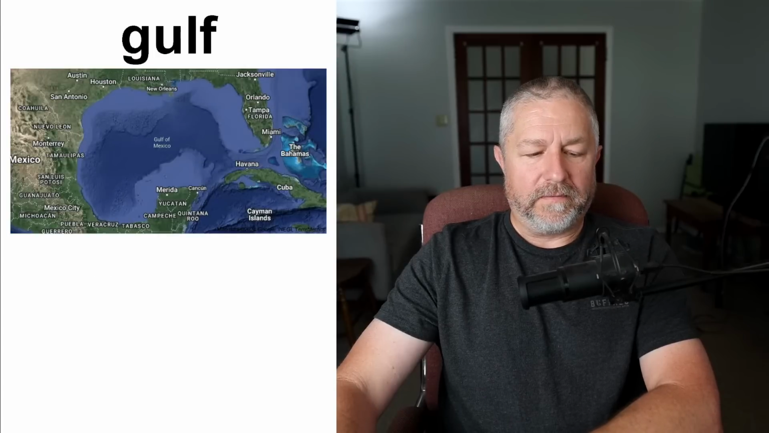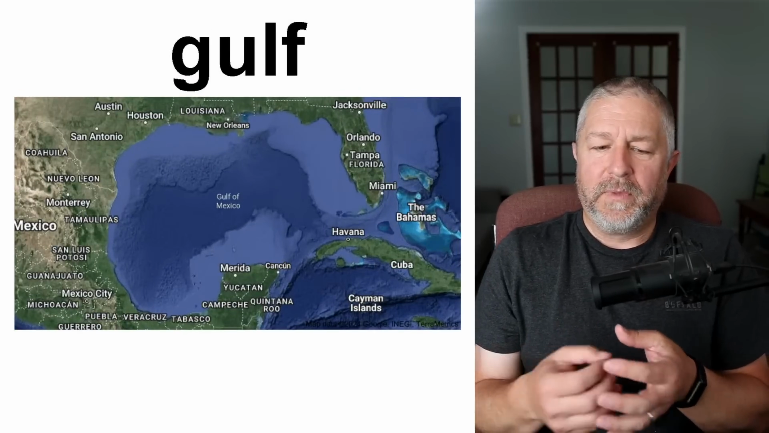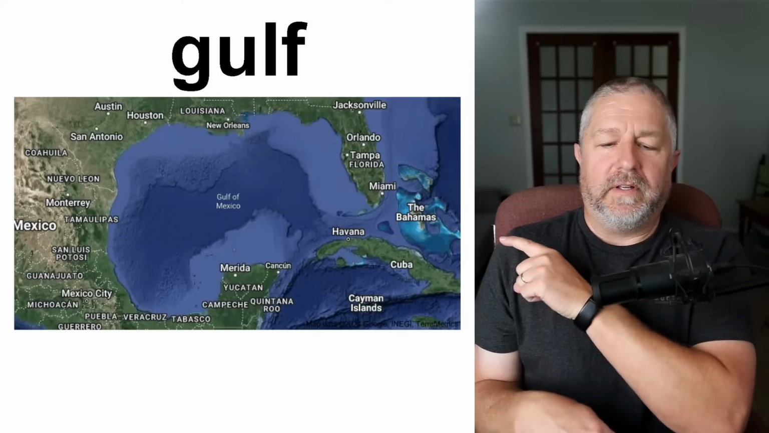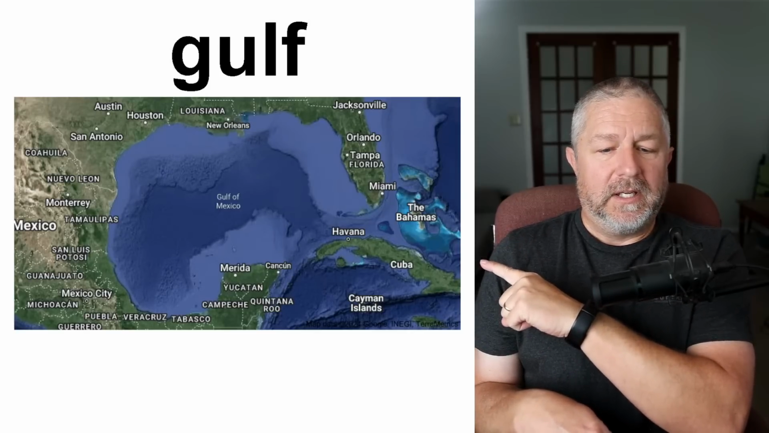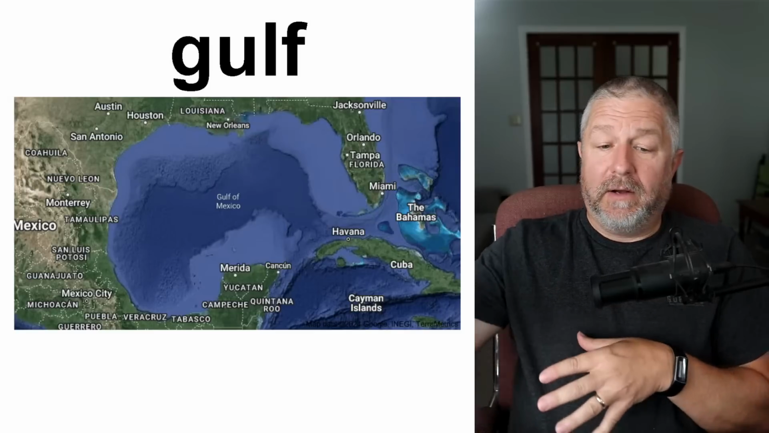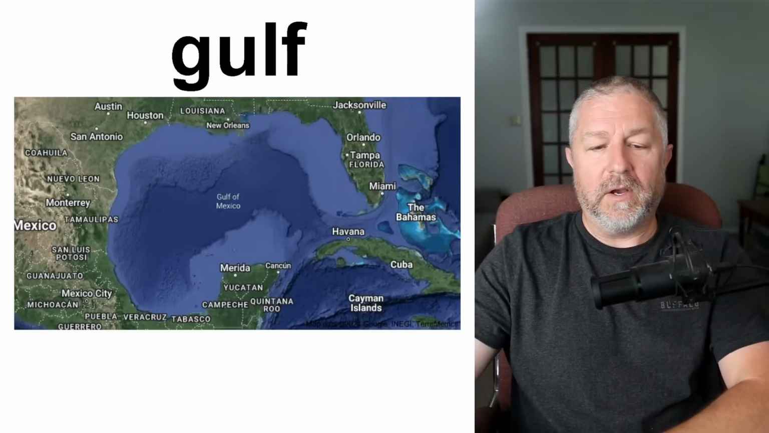Here we go. A gulf. So someone asked if a gulf and a bay are the same. In my mind, a gulf is usually gigantic. So we have the Gulf of Mexico. It's a huge area surrounded by a lot of land where you can still get out to the ocean.